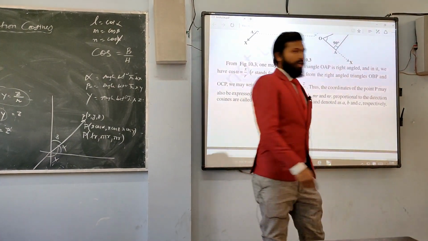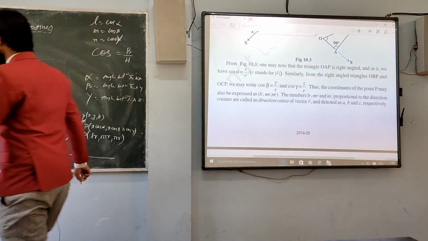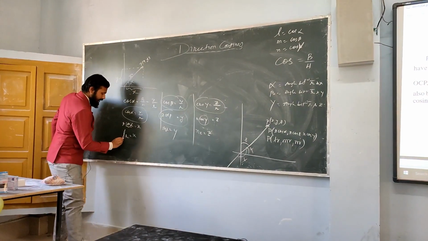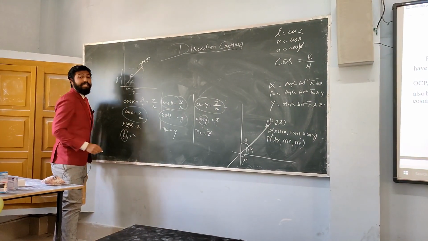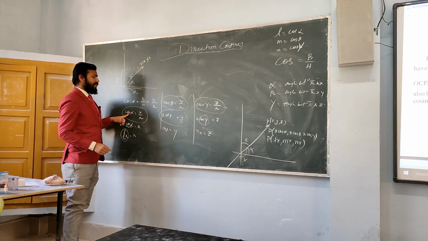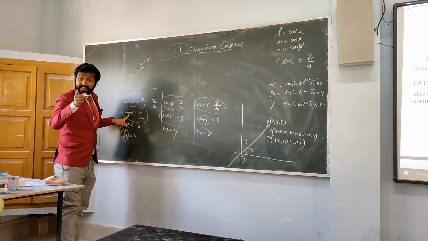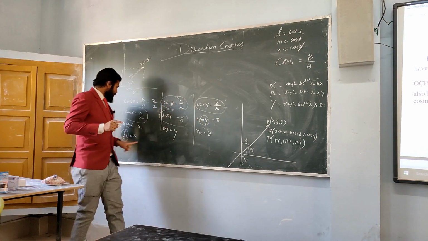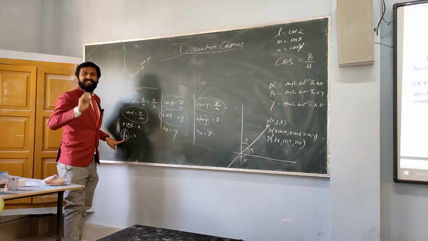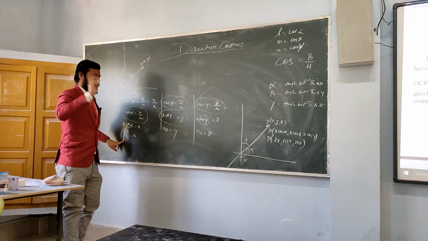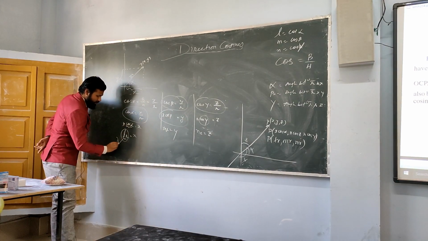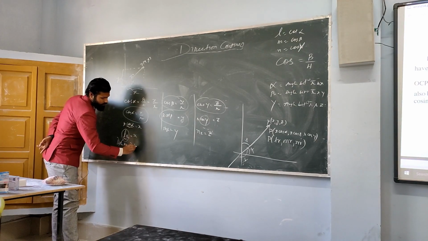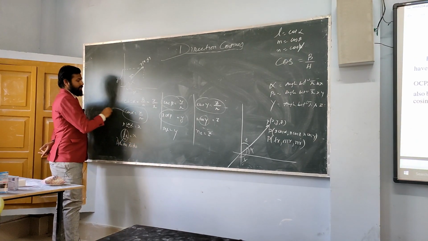And this value L R is called a direction ratio. What is this cos alpha called? Direction cosine. These are direction cosines. And what is this? Direction ratio. So these are direction ratios. Remember: direction ratio, and this is direction cosine.